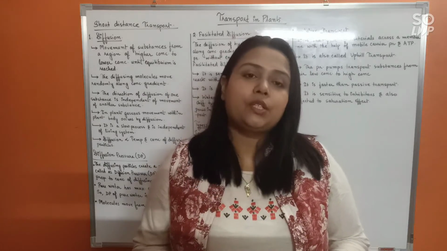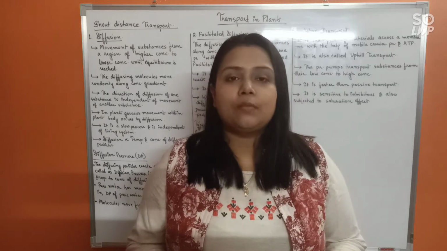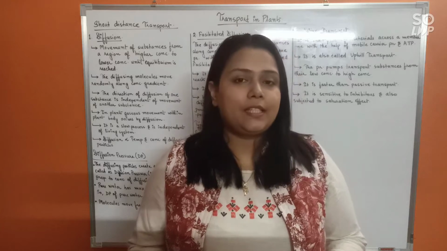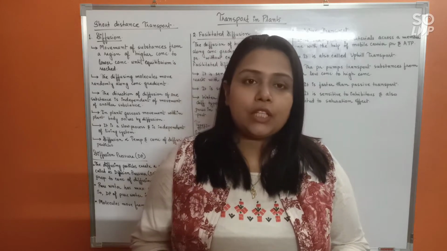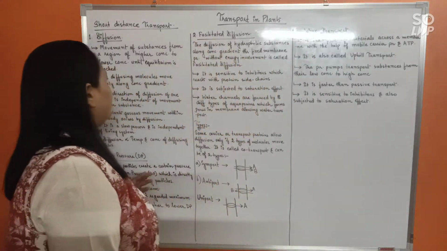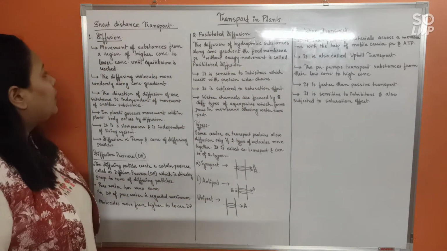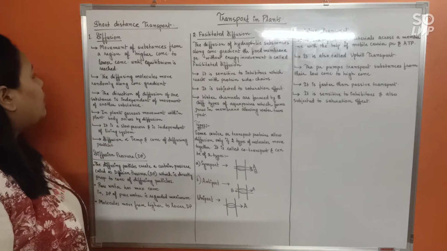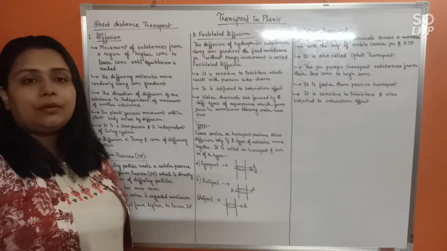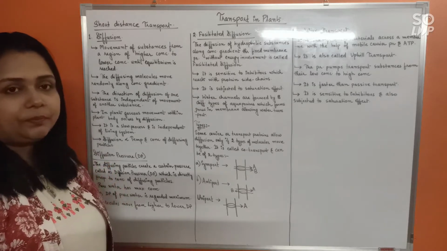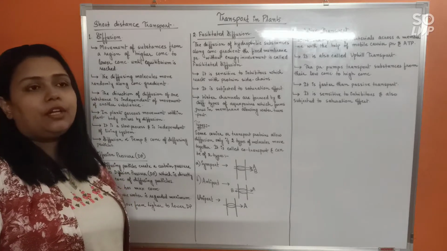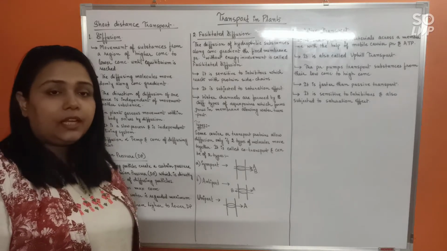Here we learn about certain simple processes that will allow substances to move from one cell to another, like diffusion, facilitated diffusion, active transport, osmosis, etc. Alright, so let's start with diffusion. See, the movement of substances from a region of higher concentration to lower concentration until an equilibrium is reached is called diffusion. So diffusion is a very common term and it occurs in your day-to-day life activities, right?